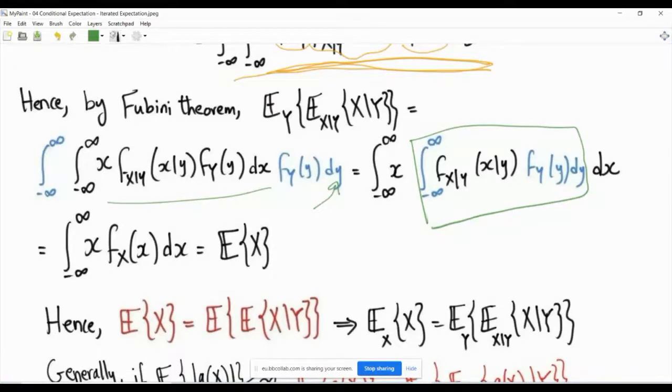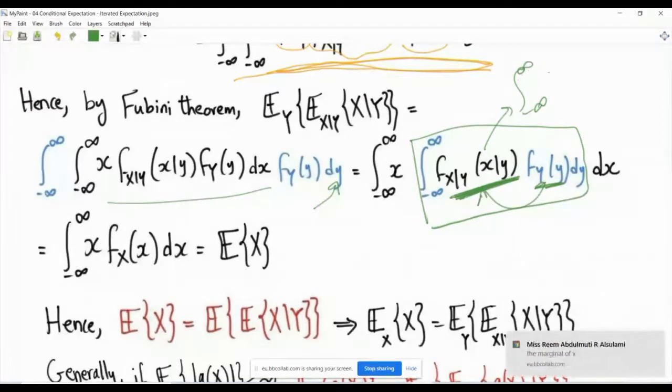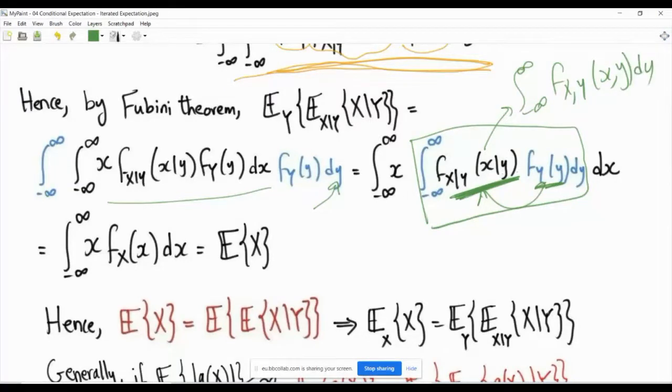Now what is this thing? So it's the conditional PDF of x given y multiplied by the PDF of y. So basically these two guys multiplied together give you the joint. Exactly, this will be the marginal. The product is the joint, and once you integrate the joint with respect to y, you get the PDF of x. And then now you have x multiplied by the PDF of x. And this is the expectation of x itself.